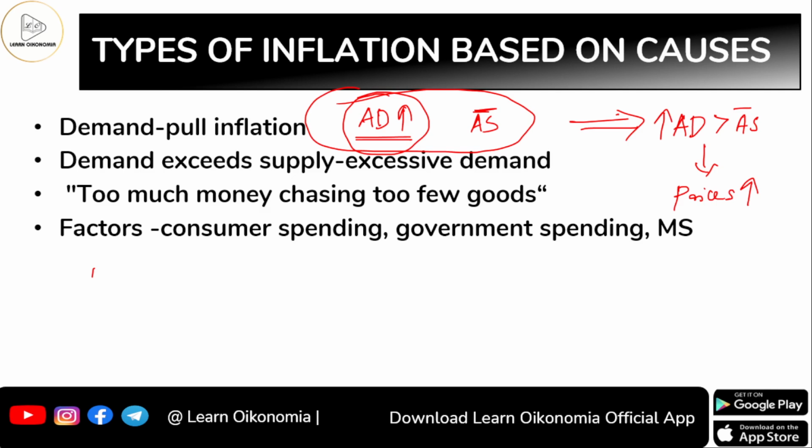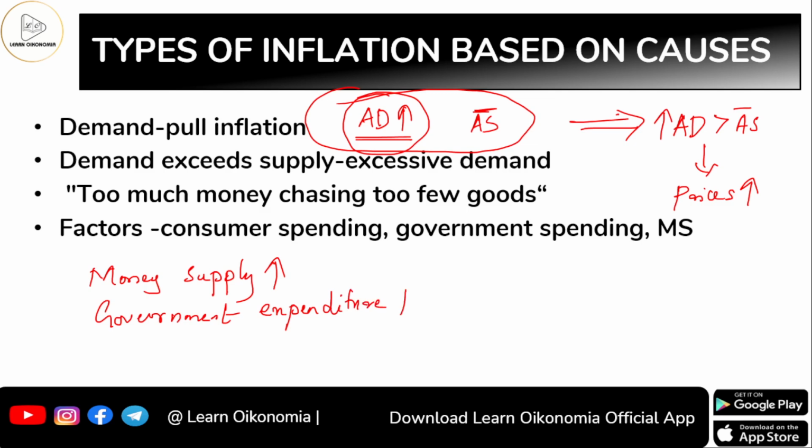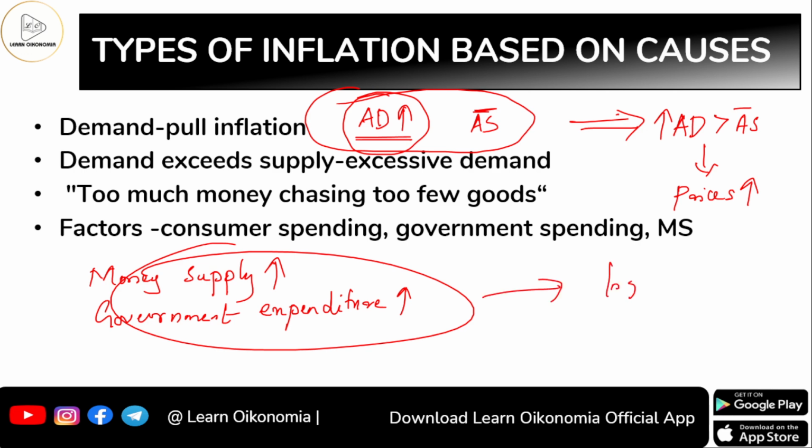Either money supply would be increasing in the market, money market, because the central bank would be reducing the interest rate, so people would be going to bank and take more loans, and then the money supply would be increasing. Or else government spending will be increasing, government expenditure in the form of loans, in the form of subsidy, in the form of pension. So all these things would be increasing. So whatever is the scenario, the influence on the economy would be inflation.